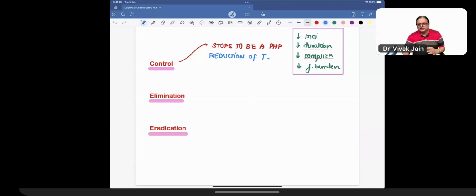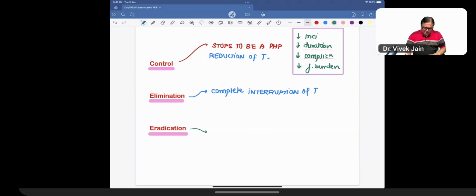So when will you declare a disease has been eliminated? Transmission is reducing, so you are controlling. When transmission stops. So elimination is complete interruption of transmission. This definition was asked in INI-CT also. So read the words carefully. Complete interruption of transmission. No new case is occurring. You cannot get the disease, I cannot get the disease. But eradication also is same. There is complete interruption of transmission.